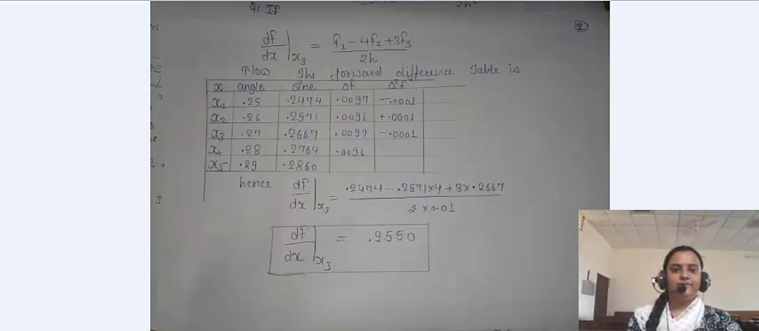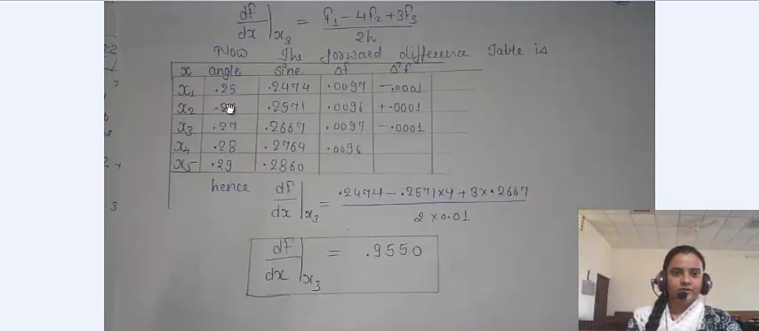So we finally get df by dx at the point x3 is equal to f1 minus 4f2 plus 3f3 upon 2h. Now before finding this, we will draw the forward difference table. So here we can see the forward difference table where the values of angle and the corresponding sine values are given. After that, we find del f by subtracting each sine value from its successive value. In the same way we find del square f.